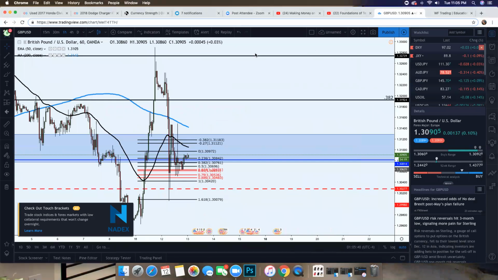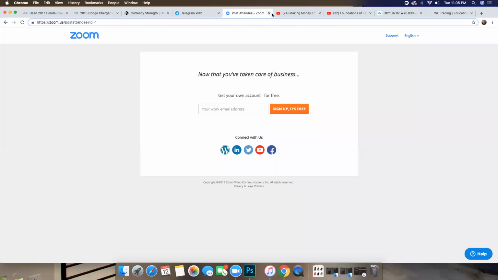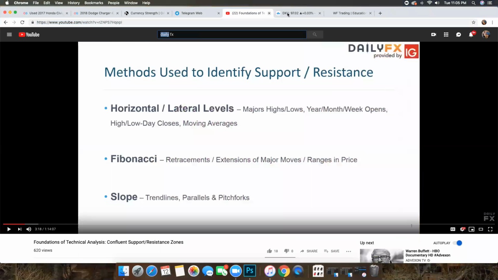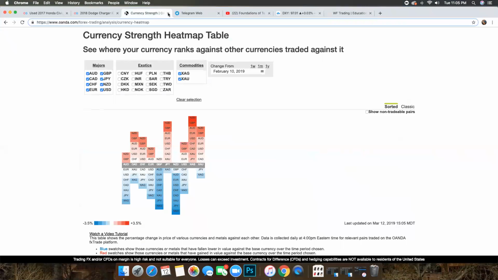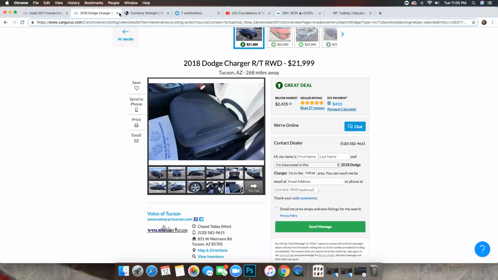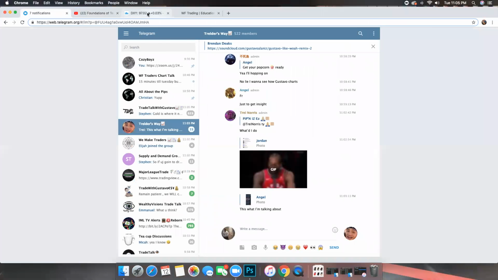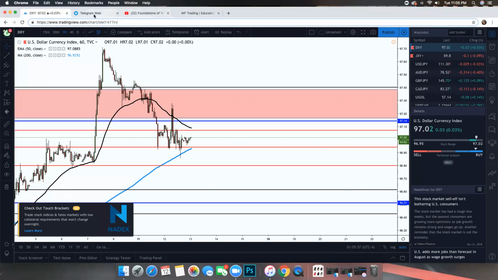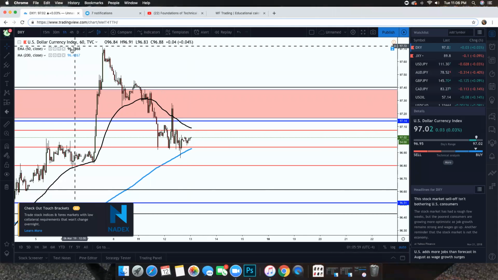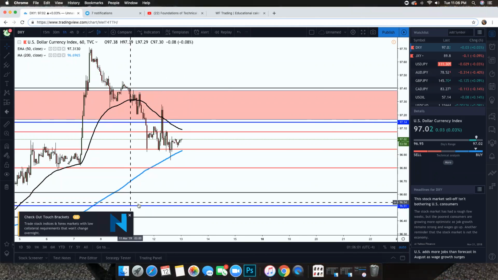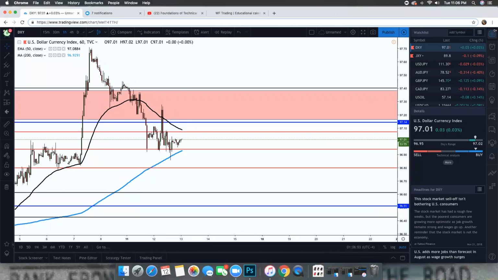So if we start off, you already know how it goes. We look at the DXY first. Let me X out all of these tabs. My bad, guys, I got hella tabs open. Okay, bet. So now we start this out, right? First things first, guys, looking at the DXY, like how we always should start off the session.